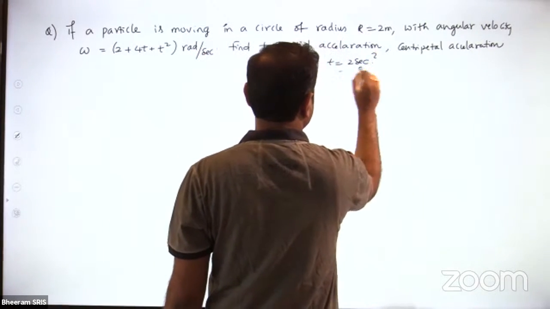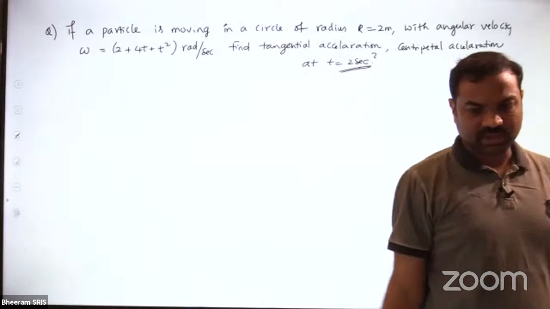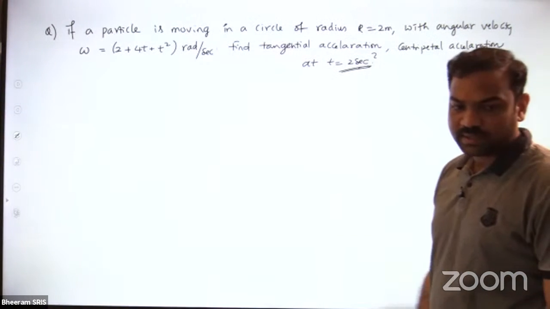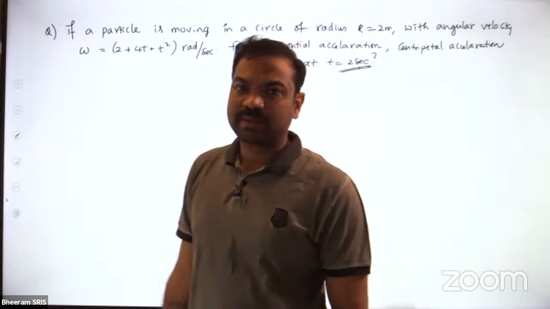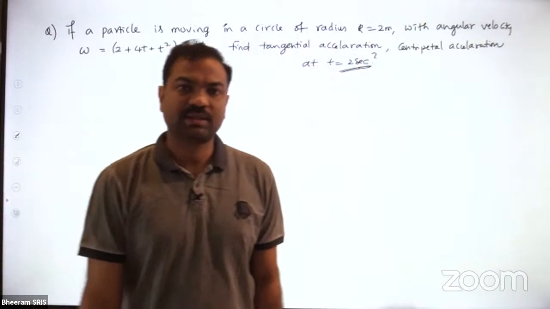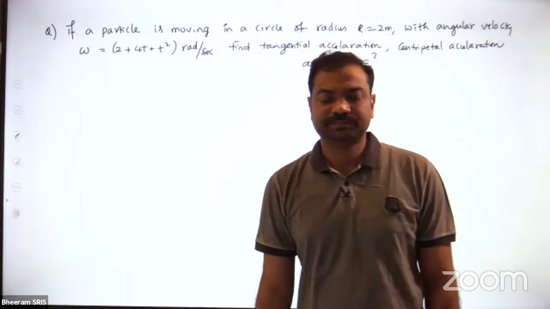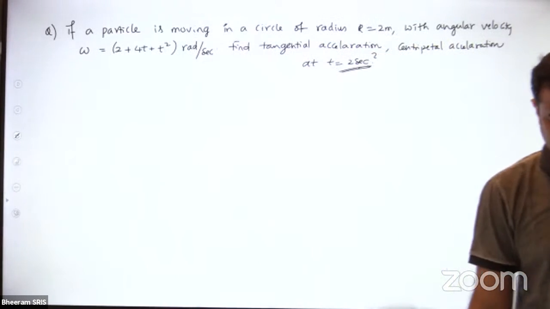Okay, this is the question. At time t equal to 2 seconds, what is the centripetal acceleration and what is the tangential acceleration of the particle? That is the question. Okay, omega as a function of time is given.